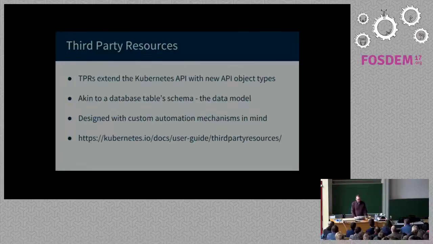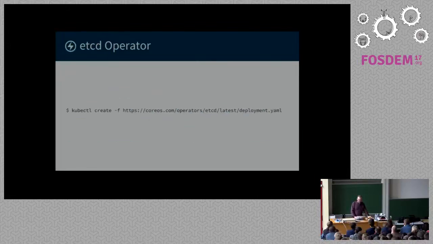So, a little bit about third-party resources. As I've mentioned, they're a way to extend the Kubernetes API with new object types. They're a little bit like a database schema. They kind of tell us what the data model is, or tell an operator what the data model is for a class of application that the operator will be responsible for managing, deploying, managing lifecycle for. Third-party resources were designed in the Kubernetes API for extending it in exactly this way. And obviously at this URL, you can dig into a little bit more of the specification.